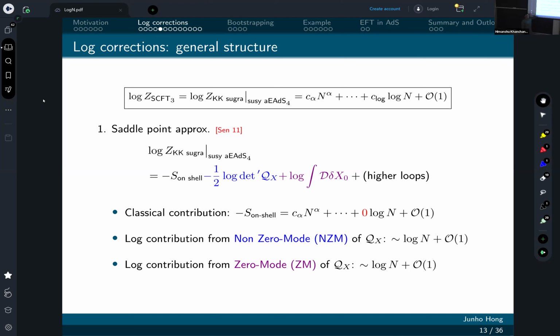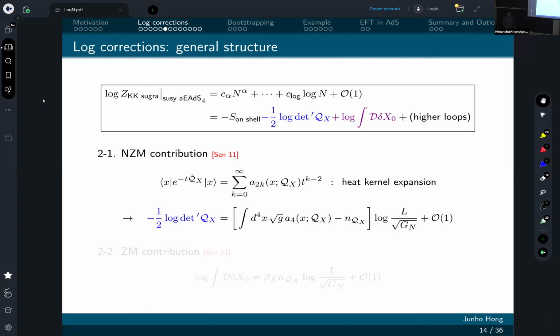And for all examples I presented today, classical interaction does not contribute at the log N term. So if you're interested in that C log coefficient, what you have to do is just to figure out the coefficient for this log N term from these two sources. And let me give you how the coefficients are determined for two cases. So I'm going to skip some details.